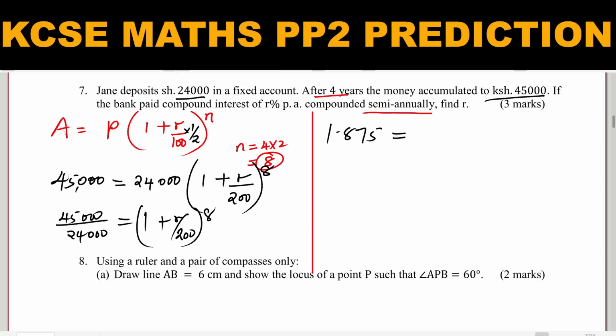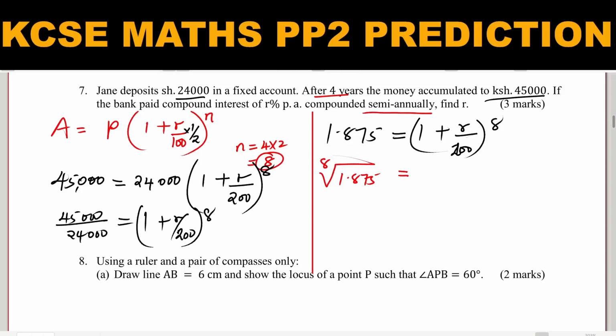1.875 is equal to 1 plus r over 100, not over 100 but 200, raised to power 8. The other thing is to get rid of that power 8. How do I get rid of that power 8? I will simply get the 8th root of both sides. So get the 8th root of both sides.